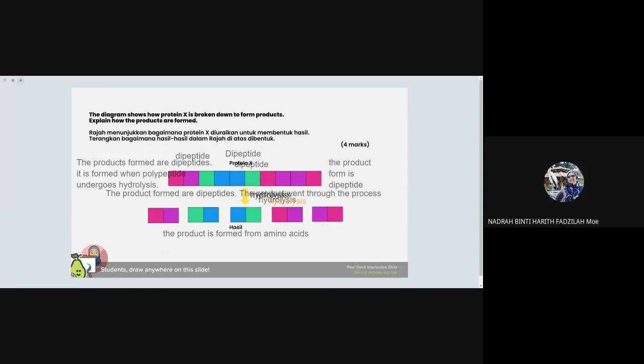Okay. So, kenapa 3 markah? 3 markah ya, bukan 4 markah. Saya tersilap kat situ. Okay, the process is hydrolysis. Most of you memang dah label hydrolysis. Number 2, the product is dipeptide. Okay, good. The product is dipeptide. So, dah 2 markah kat situ kan?